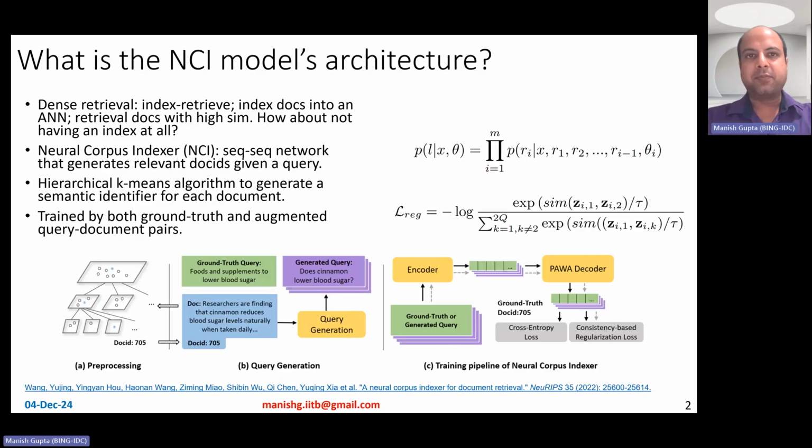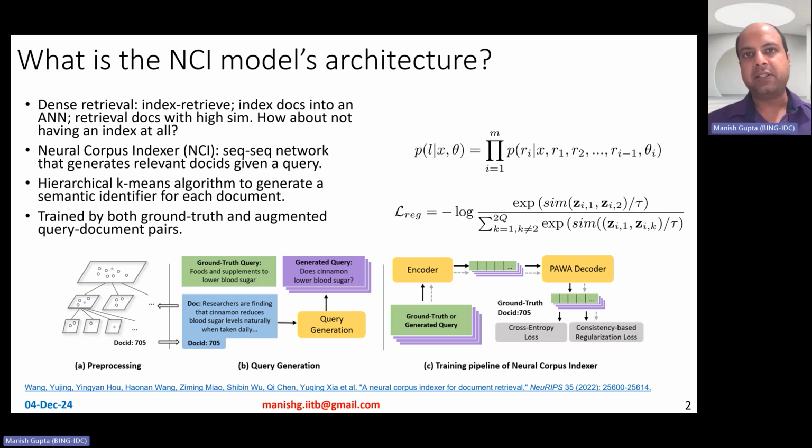So what is NCI's model architecture? What is NCI, or the Neural Corpus Indexer model, meant to do? It is a model meant for retrieval systems. It's a model which is different from sparse retrieval or dense retrieval.